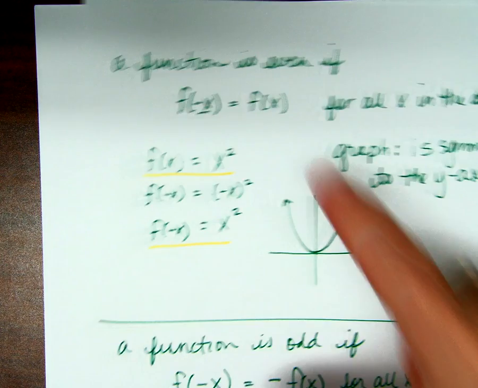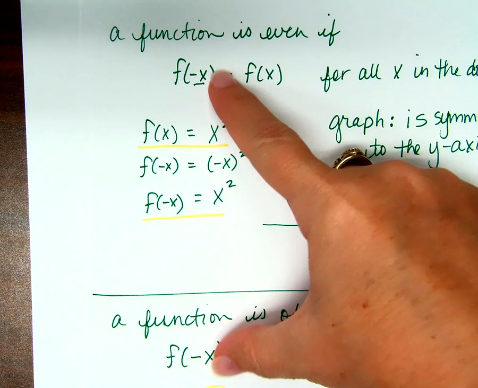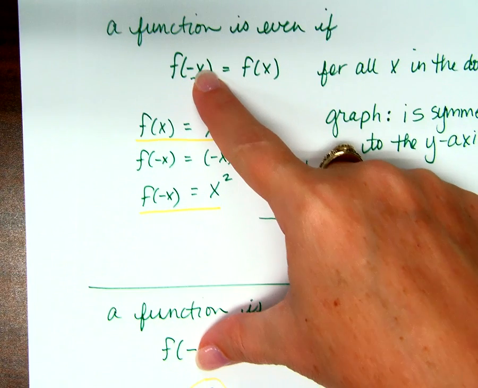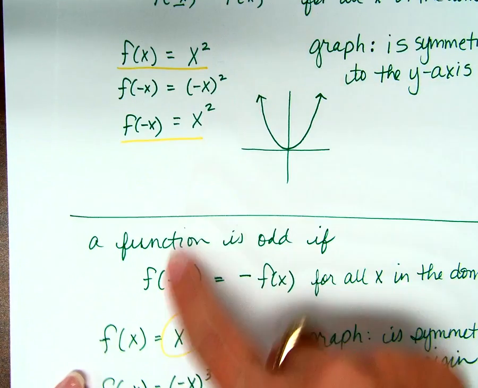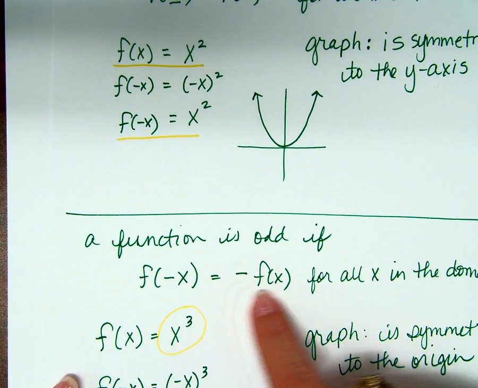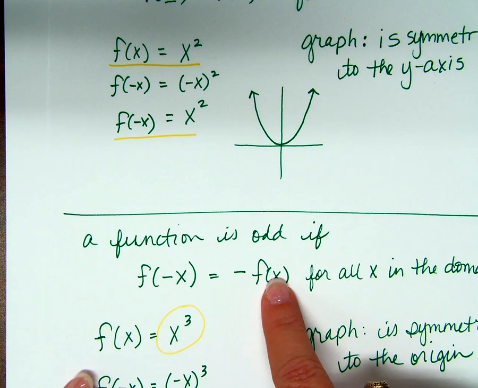Okay. How do you tell if an equation is even or odd? Well, either one we did, we put in a negative x, right? If it's even, it's going to be exactly the same as what we started with. If it's odd, then the whole function is the opposite sign as it was before.